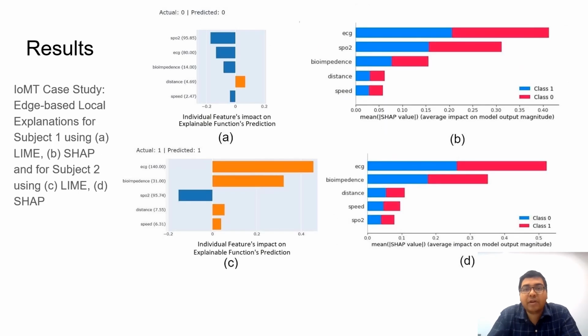Next, we have compared the IoMT case study with the help of both LIME and SHAP. Here, figures A and B represent LIME's representation and SHAP's representation for prediction 0. Okay, that means no heart attack. And C and D represent the heart attack prediction 1. Okay, so C is representing which feature is how much important with the help of LIME, and D is showing the same thing with the help of SHAP. Here side by side we can compare both these models.